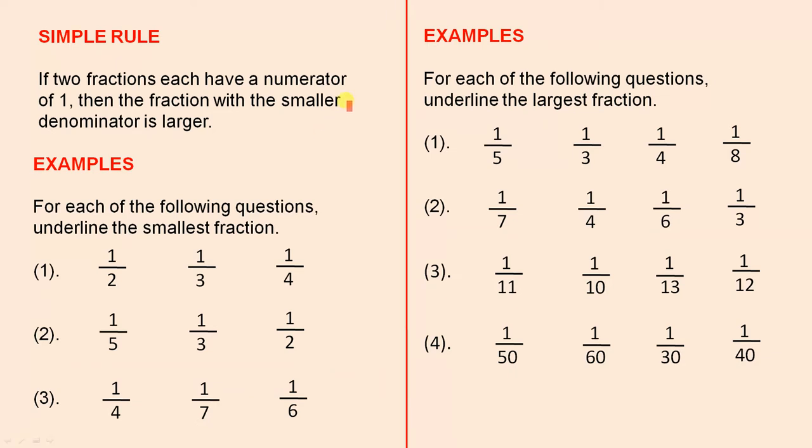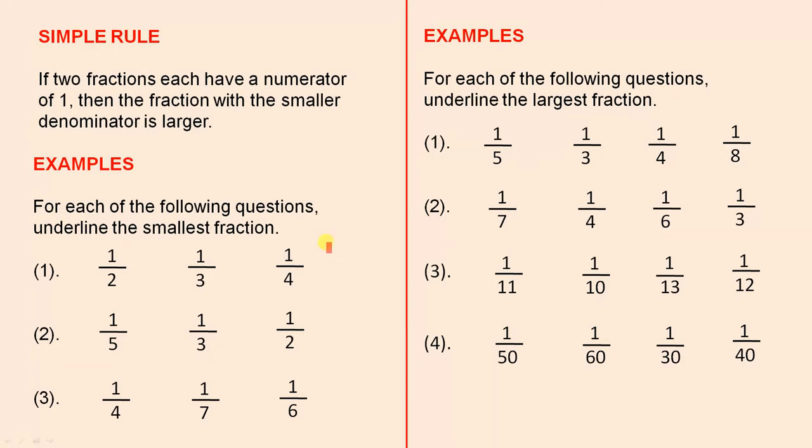So we'll repeat that. If 2 fractions have a numerator of 1, that is, if the number up the top is 1, then the fraction with the smaller denominator is larger. Now the denominator is the one down the bottom. Let's have a look at some examples.